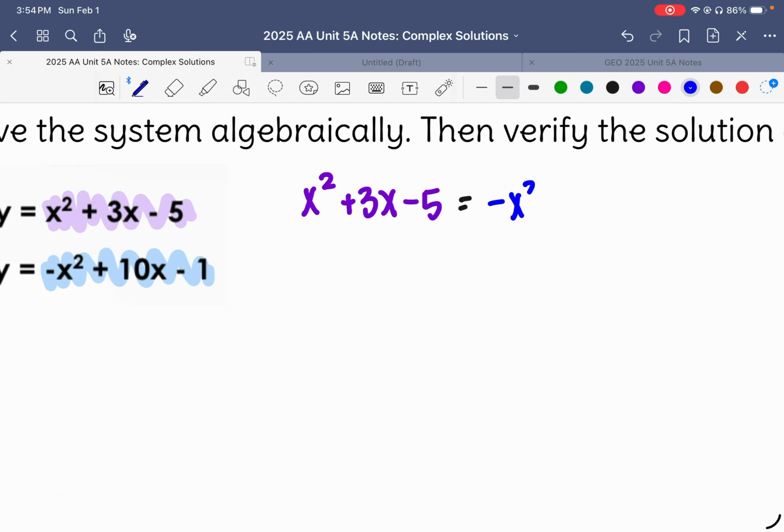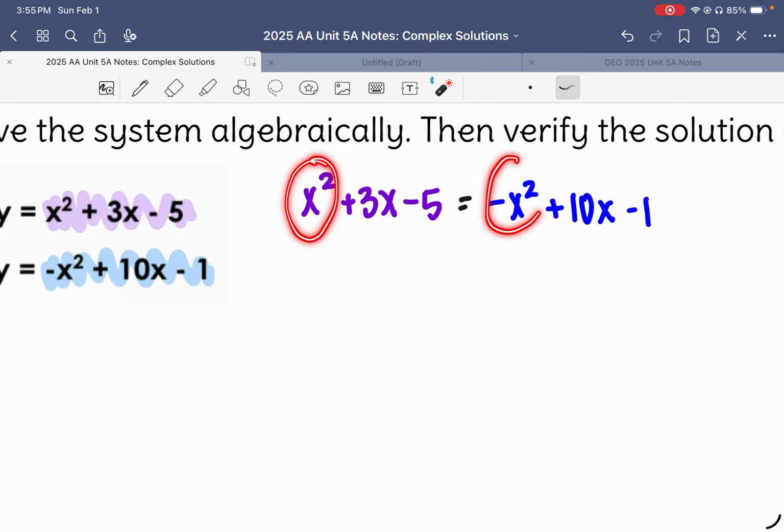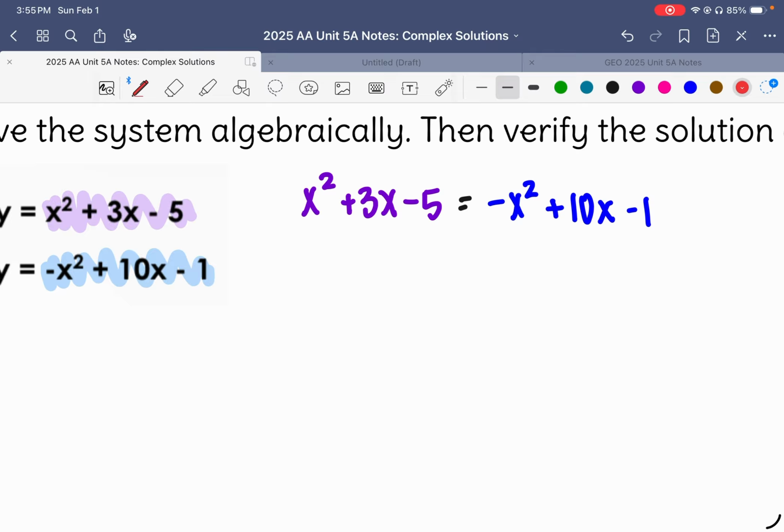Then we have negative x squared plus 10x minus 1. And I need to start canceling out terms. I need to start combining some like terms. So first thing I notice is I have an x squared on both sides of my equal sign. So I'm going to move one of them over to the other side. Quite frankly, I prefer to cancel out my negatives if at all possible. So I'm going to add x squared to that side. Goodbye. Add x squared again right there.